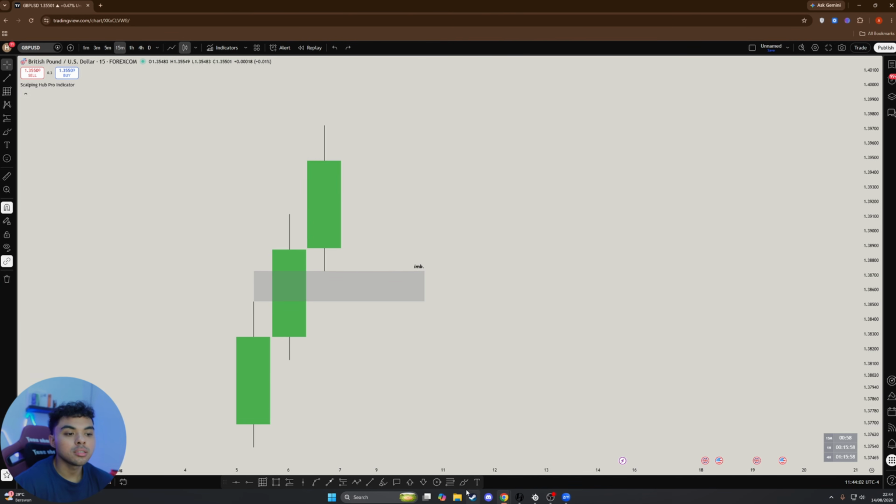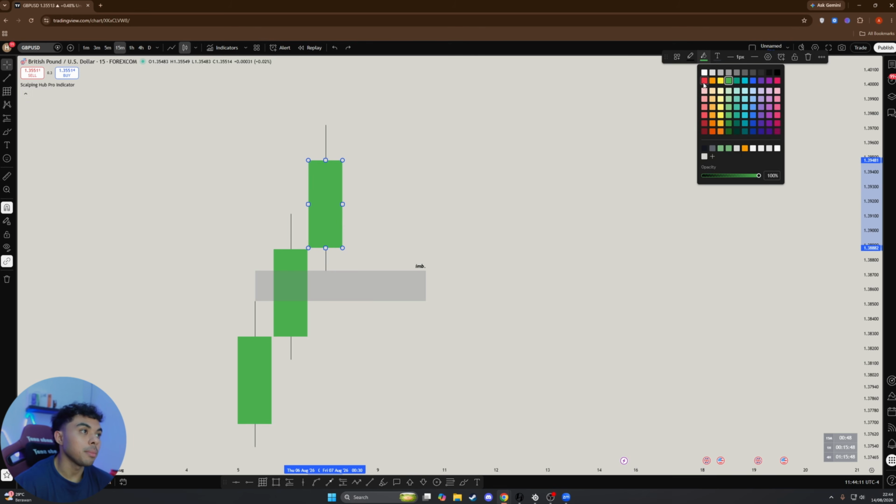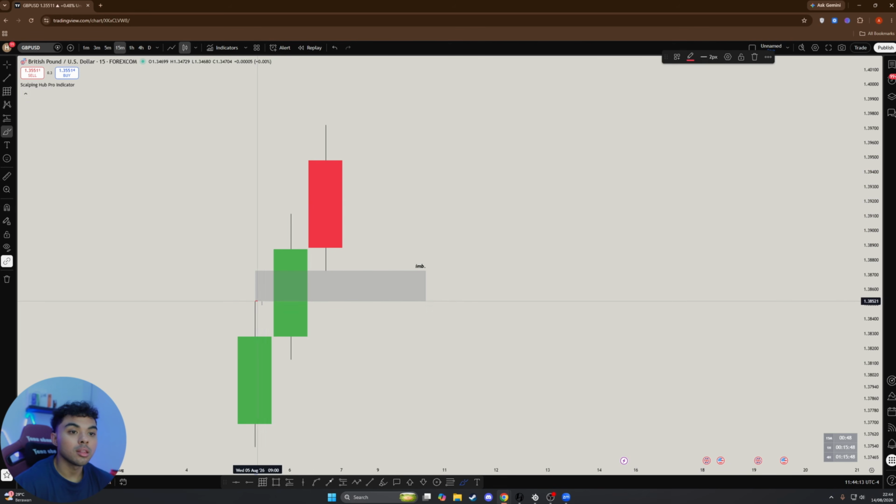Now, does the color of these candles really matter? Not necessarily, guys. If, for example, for some reason this one here was a bearish candle, can we still call this an imbalance? The answer is yes, absolutely, 100%. You just want to differentiate which one is a bullish imbalance and which one is a bearish imbalance, and it should be pretty straightforward.